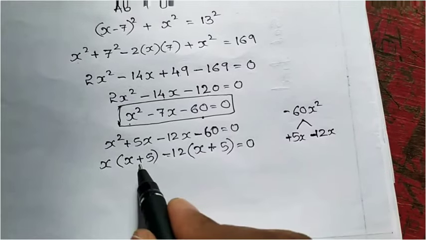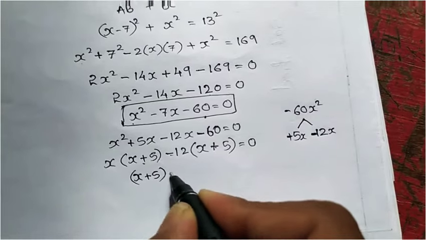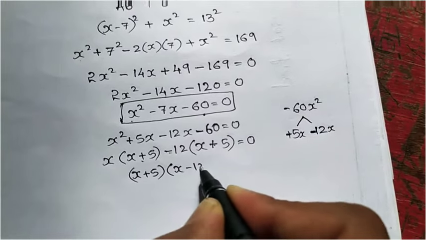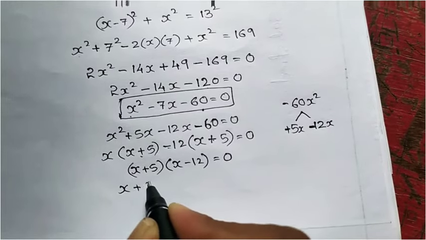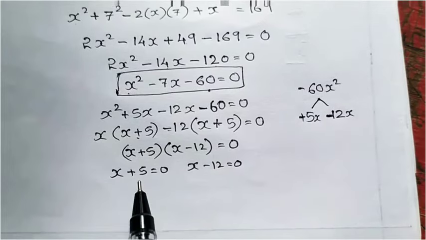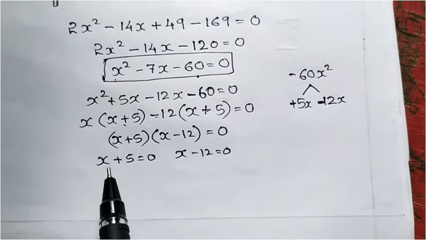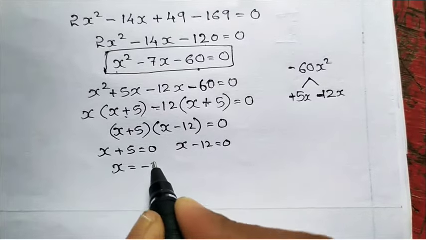So what is the common? x plus 5, x plus 5. So x plus 5 is common. And what remains? x minus 12 equal to 0. So separately write them: x plus 5 equal to 0, x minus 12 equal to 0. After writing separately, here we will get x plus 5, so x equal to minus 5.